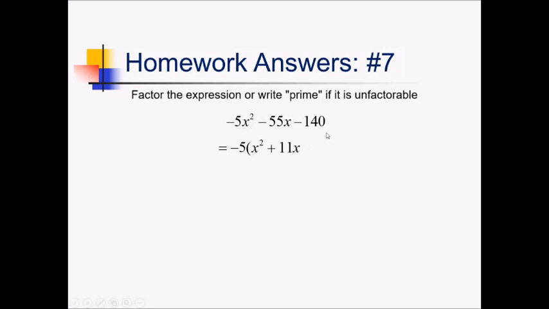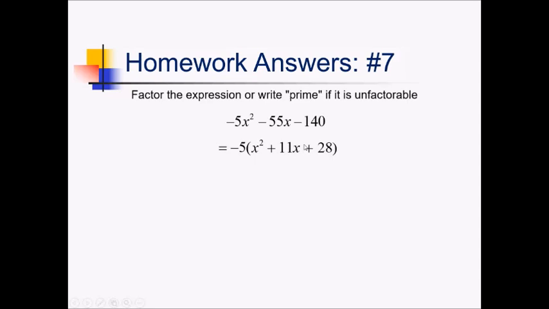And then you could use a calculator if you wanted to. I happen to know that 140 divided by 5 is going to be, this will be positive 28. So now, looking inside the parentheses here, I see that inside the parentheses, I do have an a value of 1 next to that x squared. So for factoring the stuff inside, I just need factors of 28 that add up to 11.